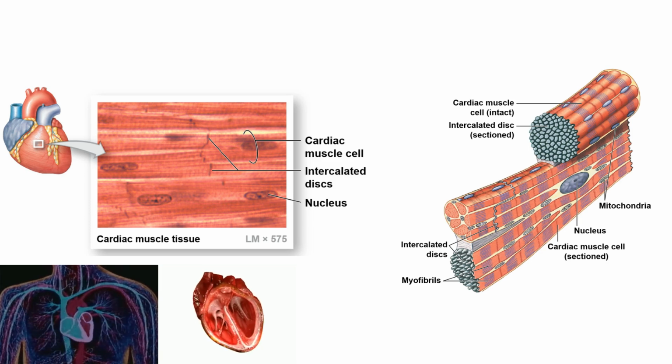Autonomic regulation. Similar to smooth muscle, the heart is regulated by autonomic nerve endings. While the heart has its own internal pacemaker, these autonomic nerves adjust the heart rate and strength of contraction to meet the body's changing needs.